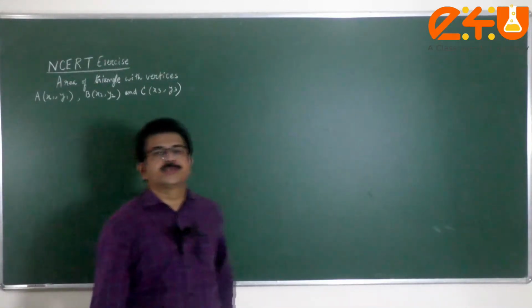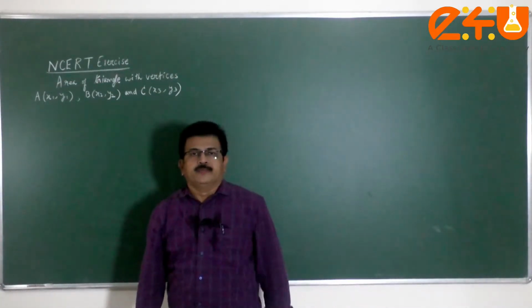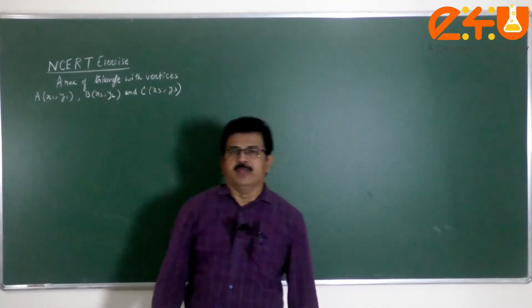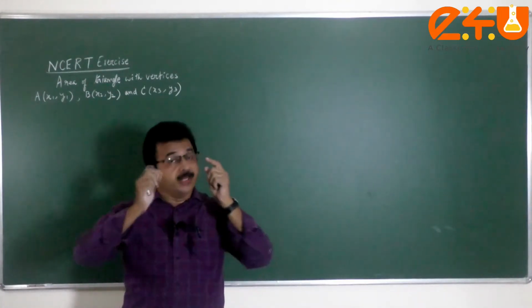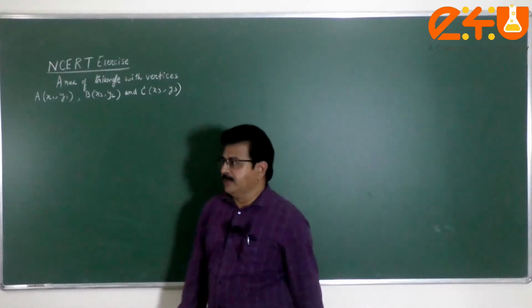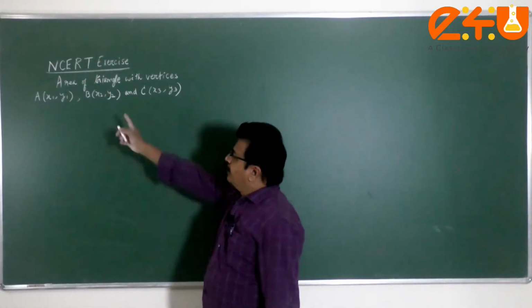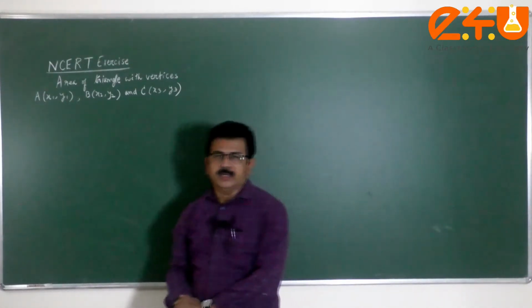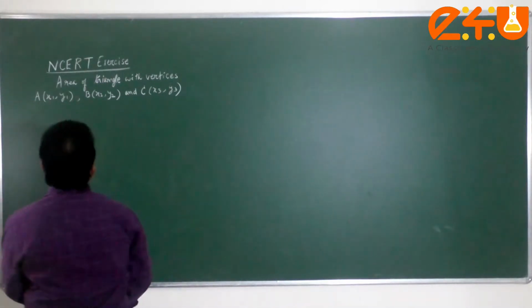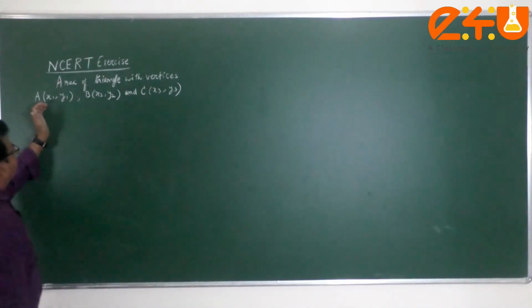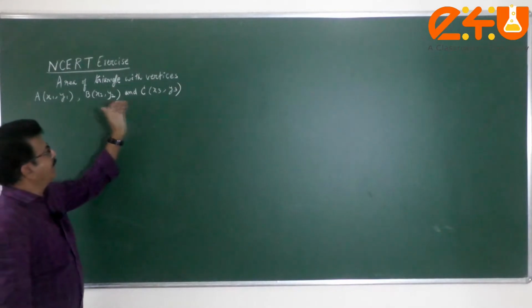Good evening, students. In this session, we are going to continue solving NCERT exercises. This time it is the 4.3 Determinants chapter, pertaining to the area of a triangle with three vertices. I have given you the vertices: x1, y1, x2, y2, x3, y3.